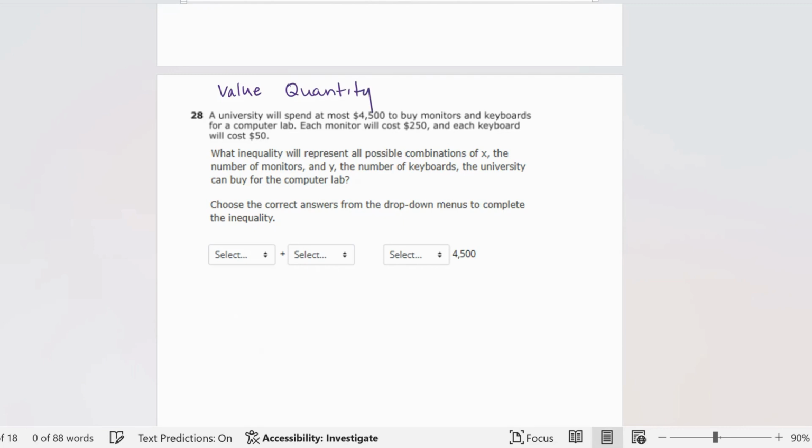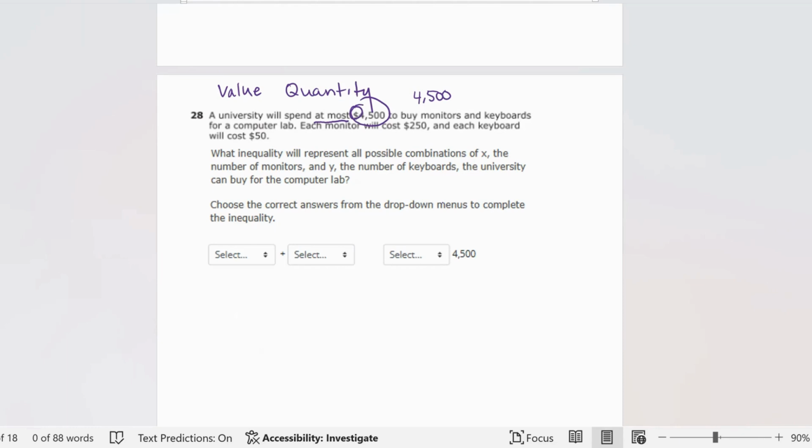And keep an eye on some vocabulary words that they're going to use on this problem. Okay, number 28. A university will spend at most $4,500 to buy monitors and keyboards. So say these are values. Okay, so this is $4,500 at most.